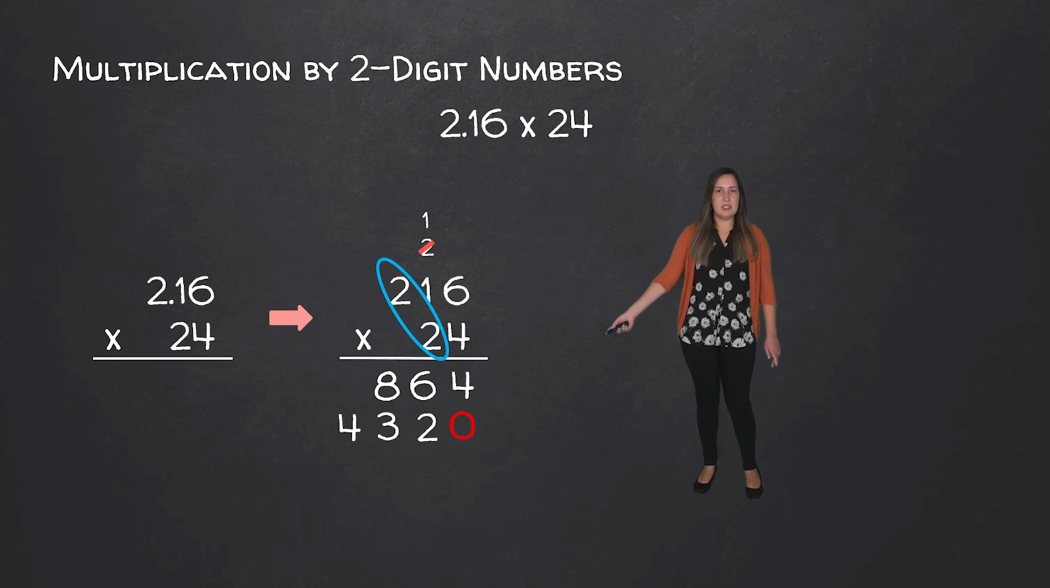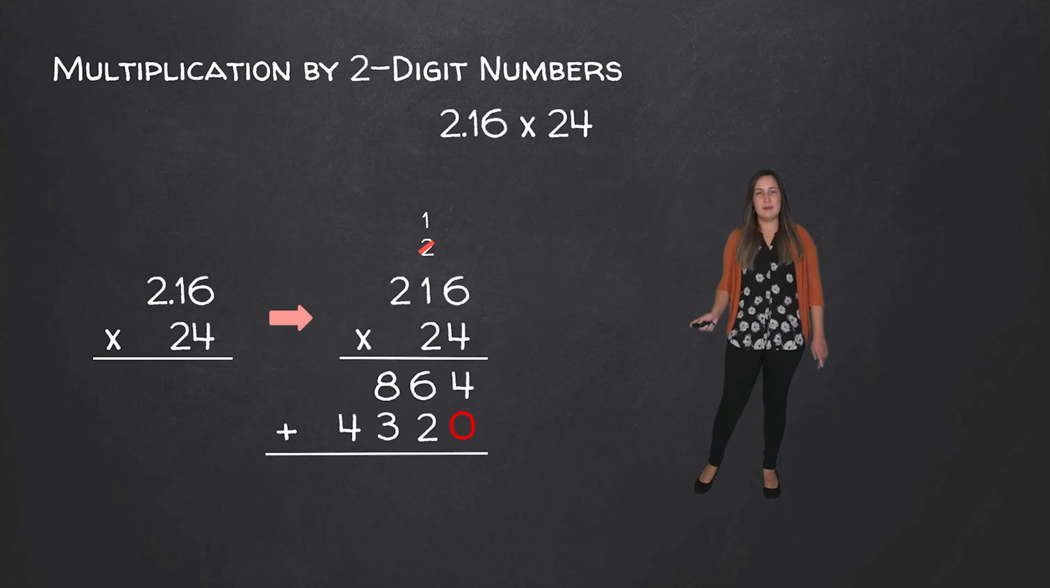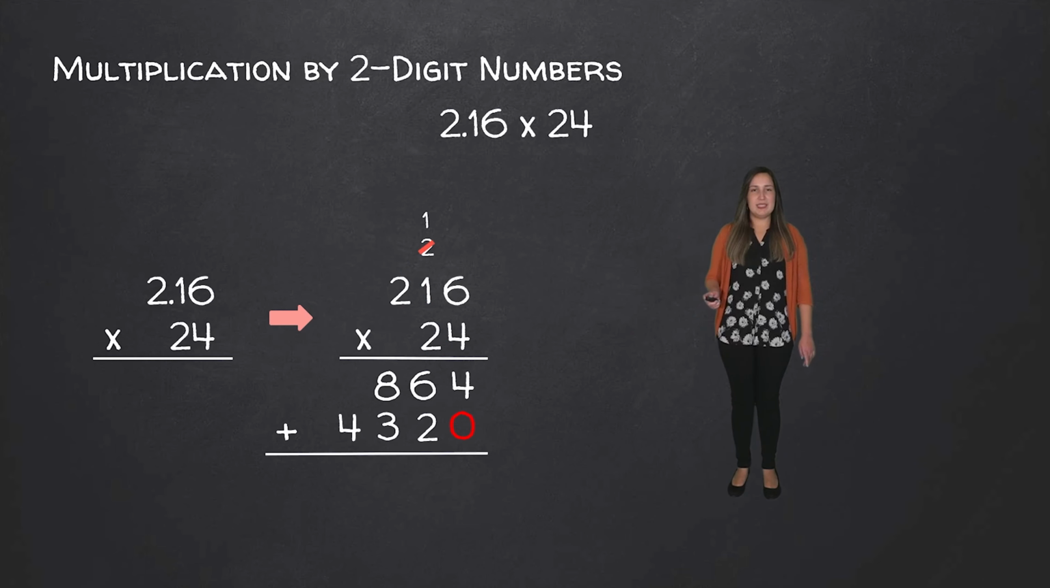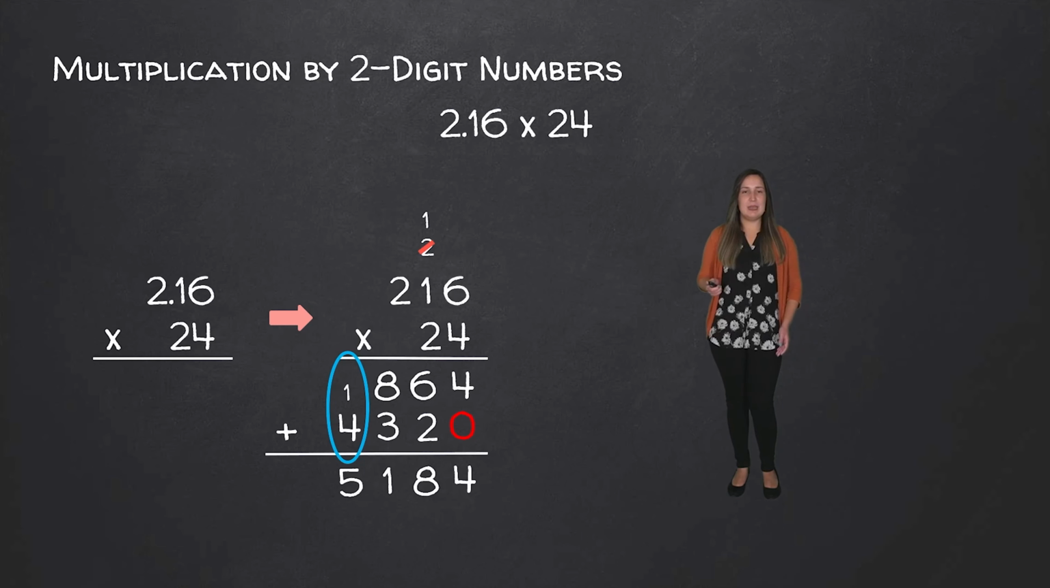So now let's take these two values and add them together. 4 plus 0 is equal to 4. Now we have 6 plus 2, and that is equal to 8. Then we have 8 plus 3, that is equal to 11. So bring down the 1 and then carry over the other 1. And then finally, we have 1 plus 4, which is equal to 5. So 216 times 24 is 5,184.